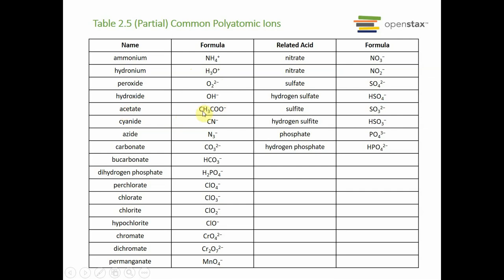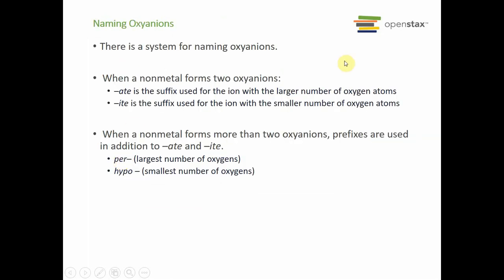Acetate, CH3COO, the way I frequently like to write it. But uncharged, it would have an H out here. It'd be CH3COOH. But when it loses an H+, it leaves this ion behind. Cyanide, CN-. Azide, N3-, carbonate, CO3 2-. There's a typo.